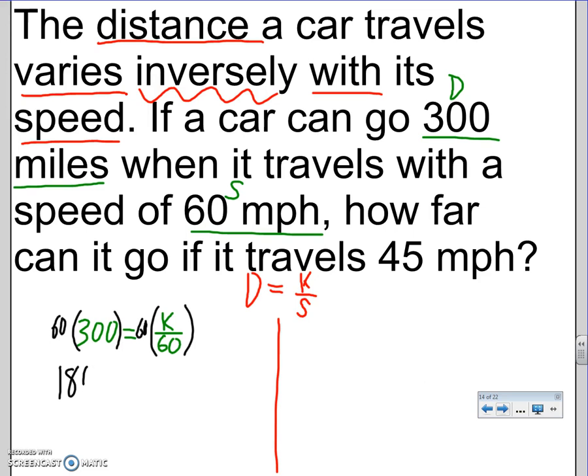It's 18. 1, 2, 3. 60's cancel. That is K. So I found K. Now do the other side.